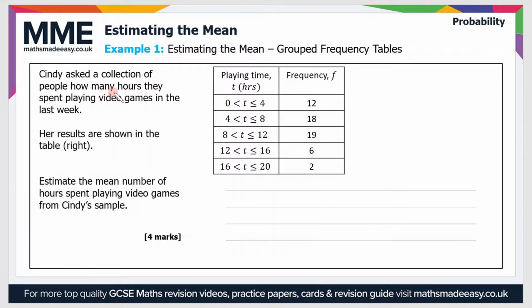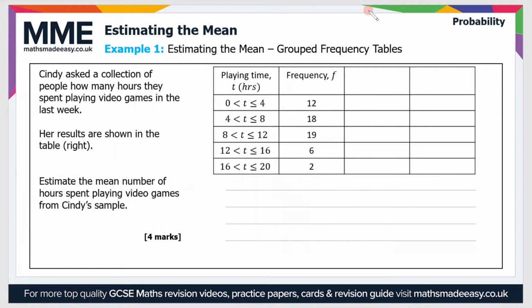So Cindy asked a collection of people how many hours they spent playing video games in the last week. Her results are shown in the table, which is on the right. Estimate the mean number of hours spent playing video games from Cindy's sample. Now the first thing that we're going to do is add a couple of new columns to this table. So let's just do that now.